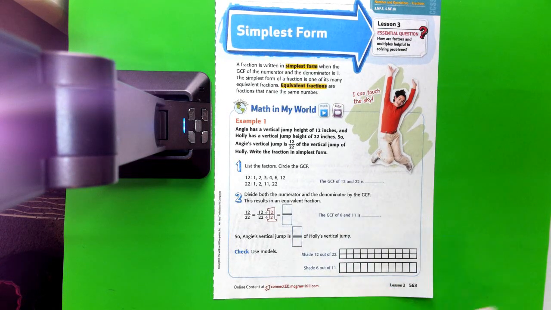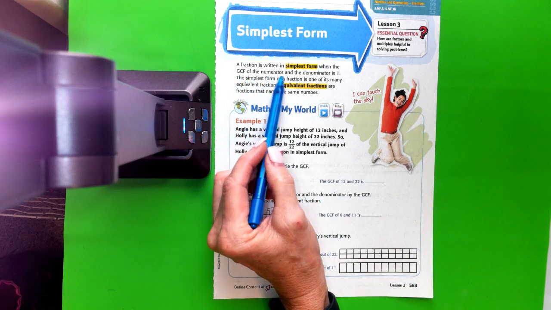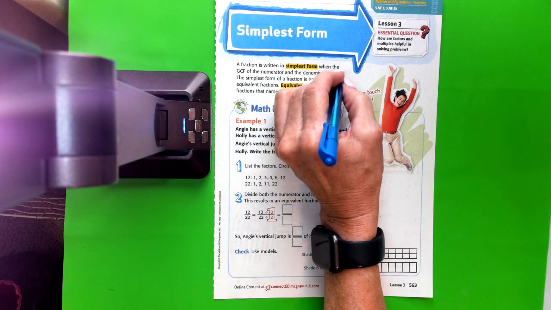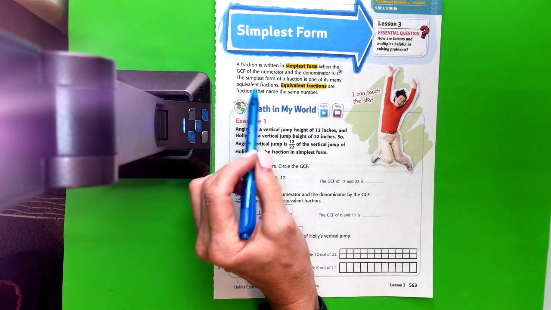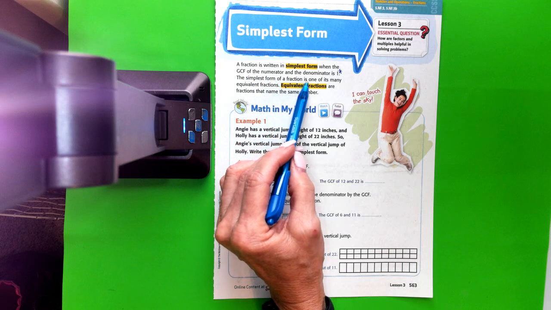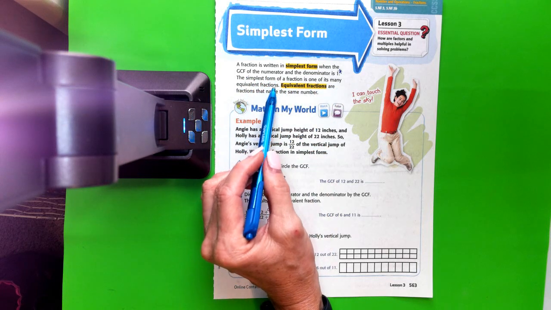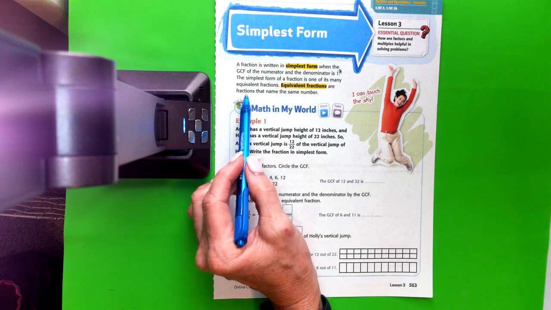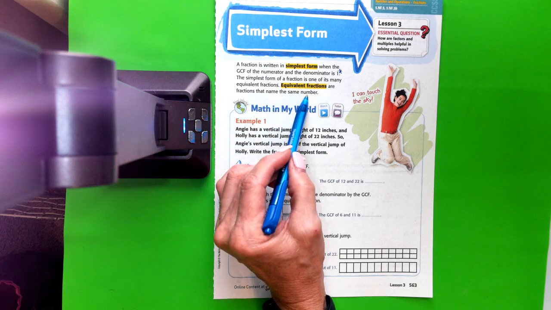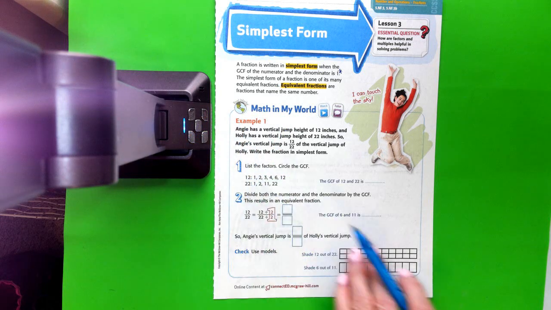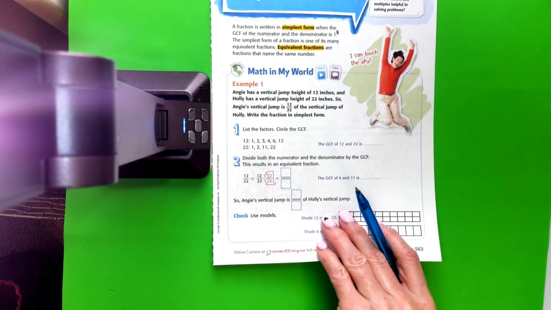So, a fraction is written in simplest form when the greatest common factor of the numerator and the denominator is 1. That's key right there. It has to be 1. The simplest form of a fraction is one of its many equivalent fractions. And equivalent fractions are fractions that name the same number. And you'll see what I mean when we get down to the bottom. Okay, so let's look at example number 1.